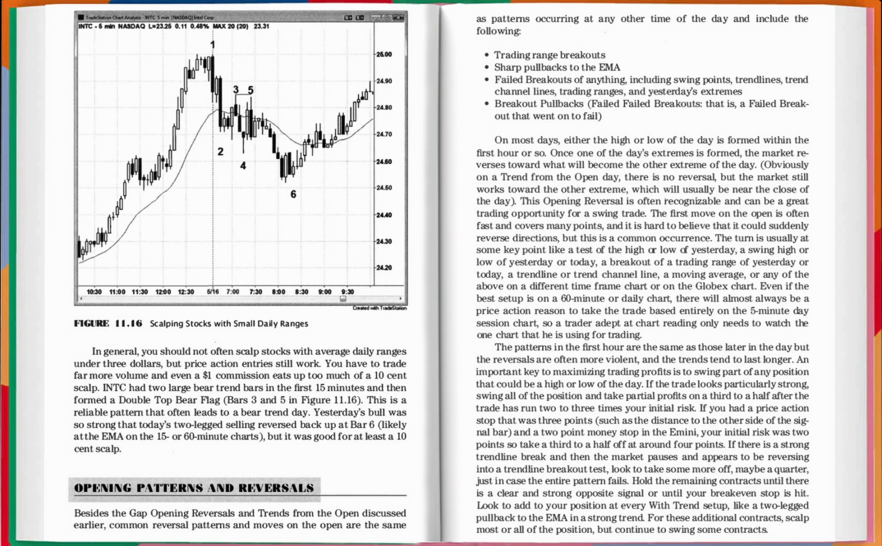This is a reliable pattern that often leads to a bear trend day. Yesterday's bull was so strong that today's 2-legged selling reversed back up at bar 6, likely at the EMA on the 15 or 60-minute charts, but it was good for at least a 10-cent scalp.